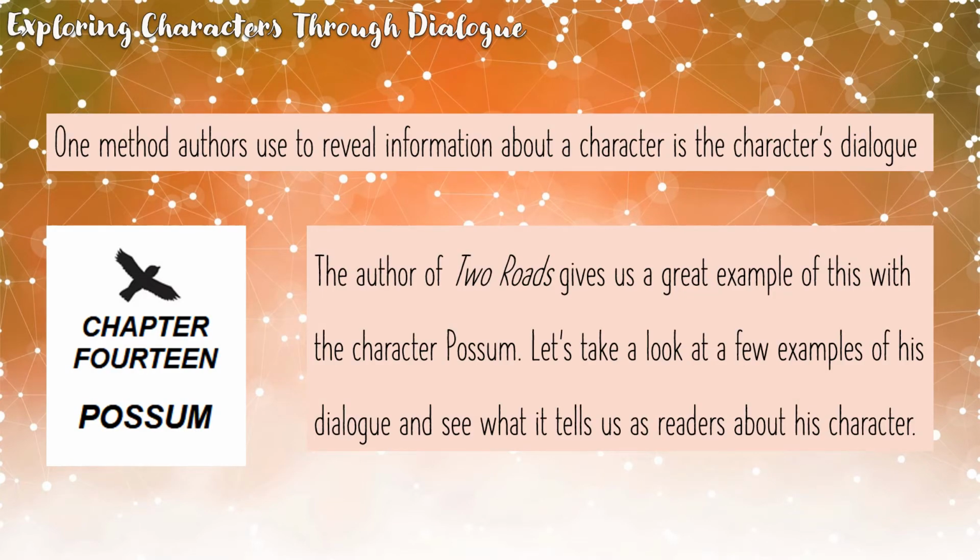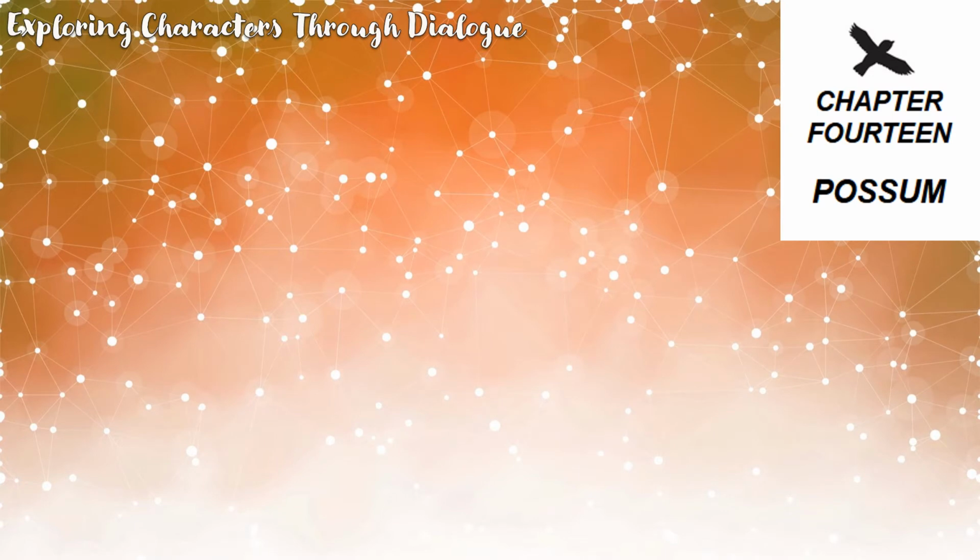One of the many methods that authors use to reveal information about characters is through dialogue. The author of Two Roads gives us a great example of this with his character Possum. We're going to take a few examples of Possum's dialogue and see what it tells us as readers about his character. Here are the phrases of dialogue that we are going to look at today.